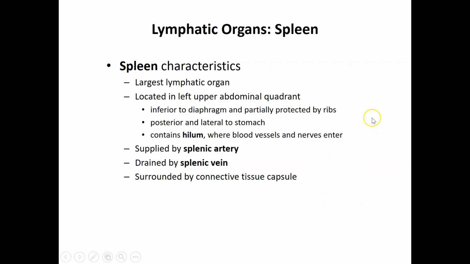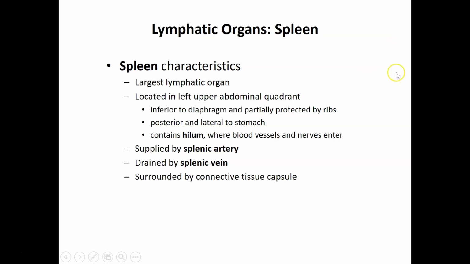On the concave side, there's a section called the hilum, and this is where blood vessels and nerves are going to enter into the spleen. The spleen is fed by a splenic artery, which is a branch off of the descending aorta. And that's going to enter into the spleen and branch extensively into arterioles. We'll talk a little bit more about the circulation in a minute.